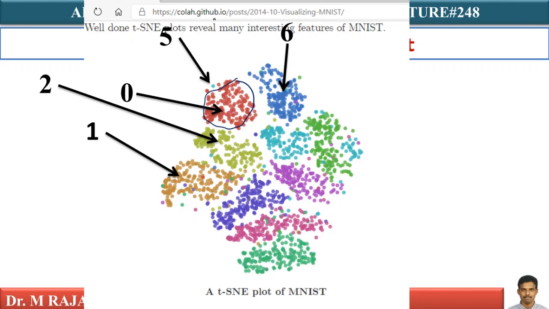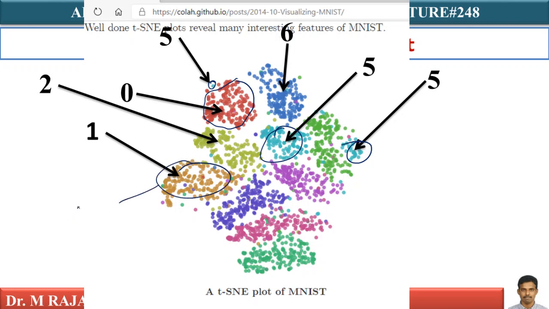That I will show in this github.io. Even you can find 5s here. Just see these points. These points indicate 5s. Of course, this 5 is grouped with this one. These points indicate 1s. As I told you, all 1s. There are different types of 1s. These 1s are separated from 2s. Internally also these ones are grouped. There are different types of ones. Slanted ones, internally slanted ones grouped together. Internally straight ones. Slanted one means something like this. Straight ones grouped together.